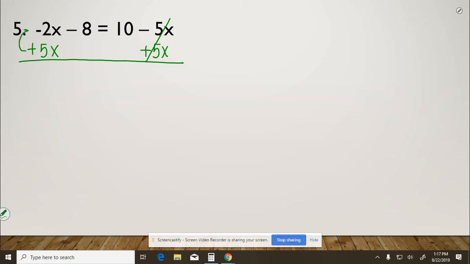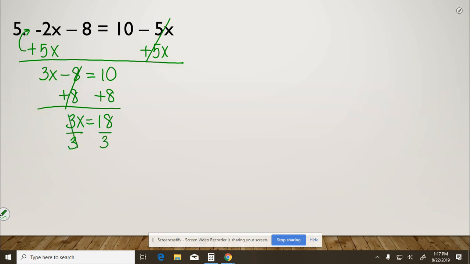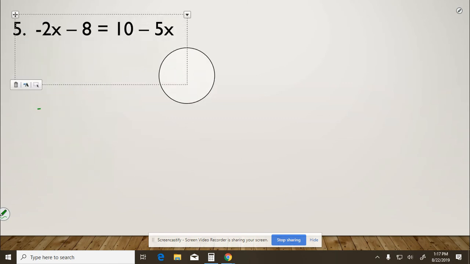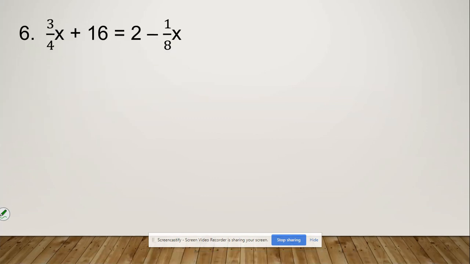5x minus 2x is 3x, minus 8 equals 10. The constant is negative 8, so we're going to add 8 to both sides. So 3x equals 18. Divide by 3, divide by 3, and x equals 6. Final answer. All right, hopefully you're picking this up, seeing how I'm getting it. It's not so hard. I have confidence that you guys can figure it out.